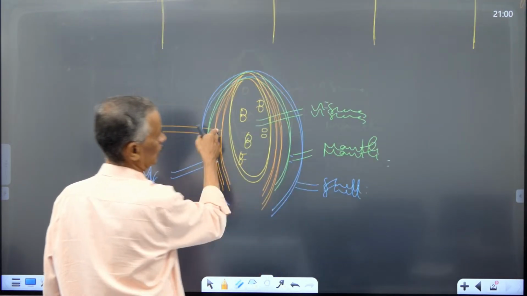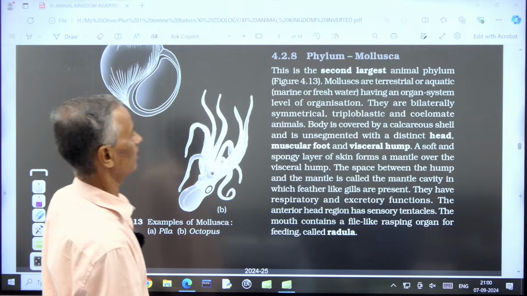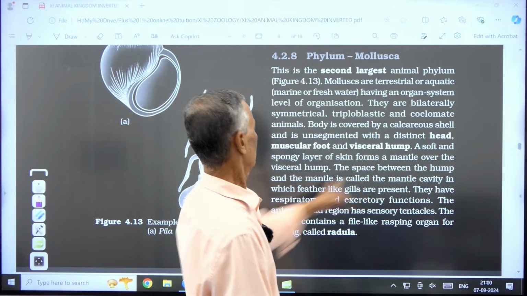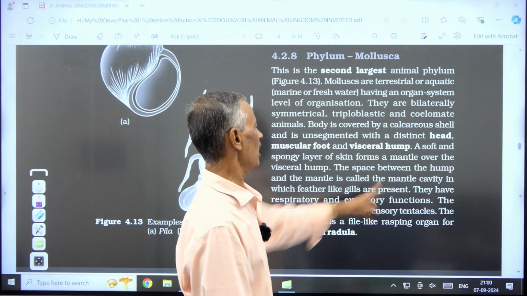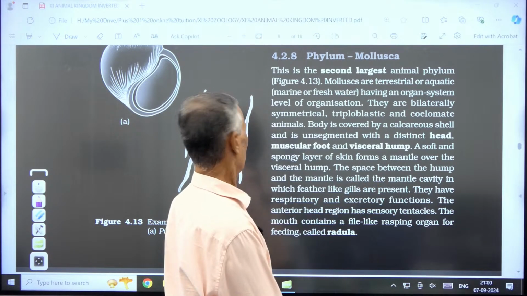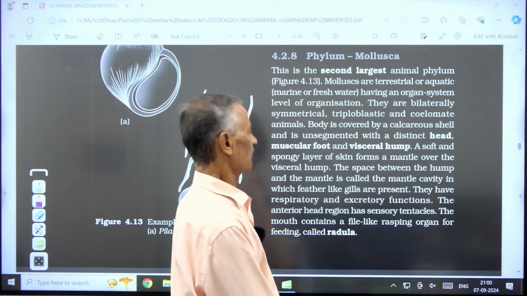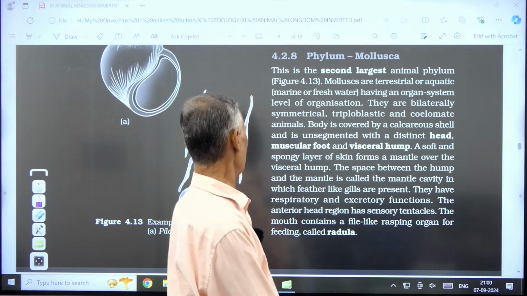They are used for both respiration and excretion. Okay, in which feather-like gills are present. They have a respiratory and excretory function. Anterior head will be having sensory organs, tentacles, eyes, etc.